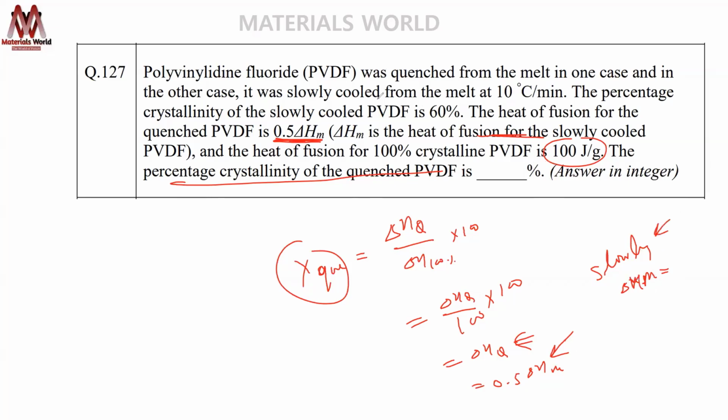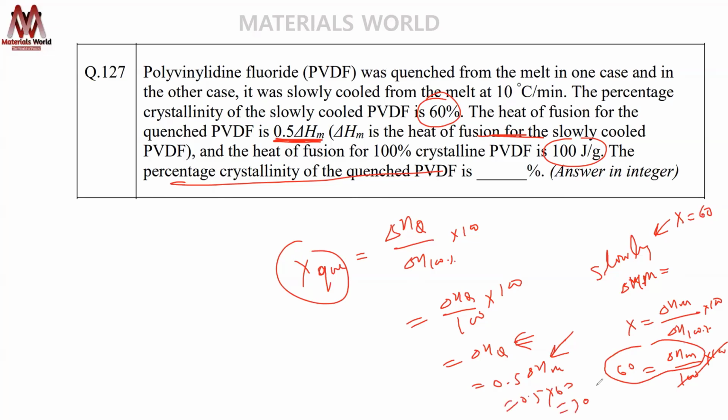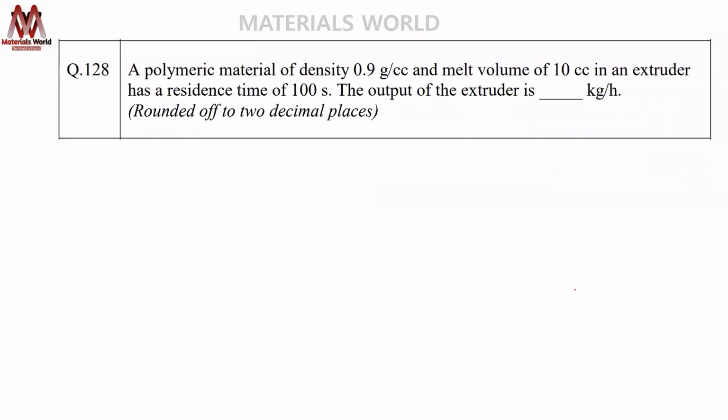If it is given that its crystallinity is 60% for slowly cooled, you can calculate, right? The crystallinity is the enthalpy of fusion divided by the enthalpy of 100% crystalline, into 100, and that 100% value is already given as 100 joule, and this is 60. So delta Hm by 100 into 100, it's going to cancel out. So your delta Hm is 60, and 0.5 into 60 you can get 30. It's not a very tough task if you know the simple calculation. Okay, answer is 30. Next one is very easy.